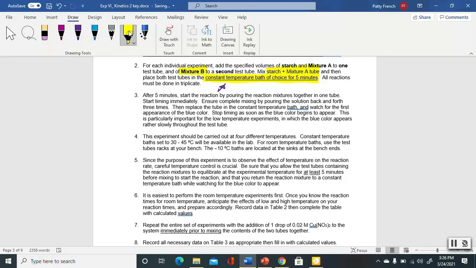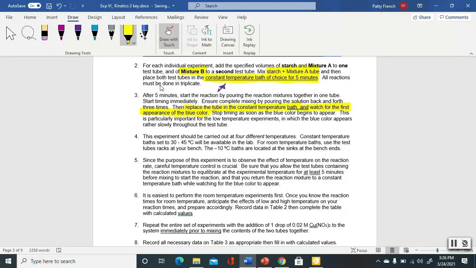Then the tube that has the mixture in it goes back into the constant temperature bath, and you have to watch for the first appearance of that blue again. Okay, and then you stop timing as soon as the blue color appears.